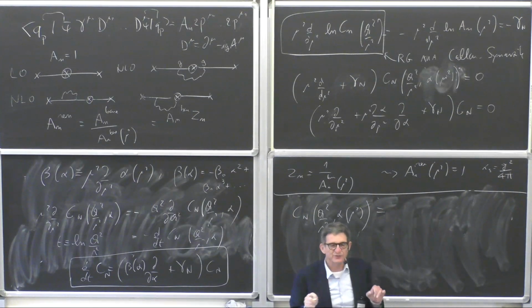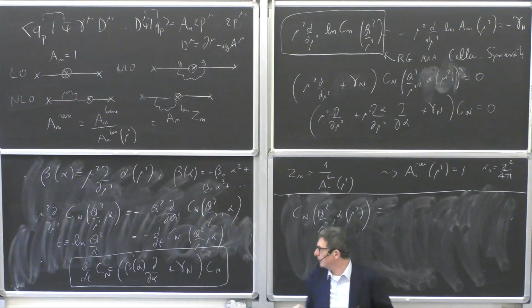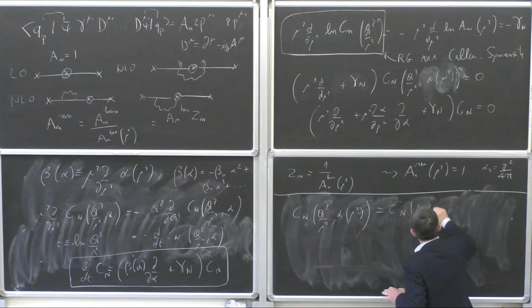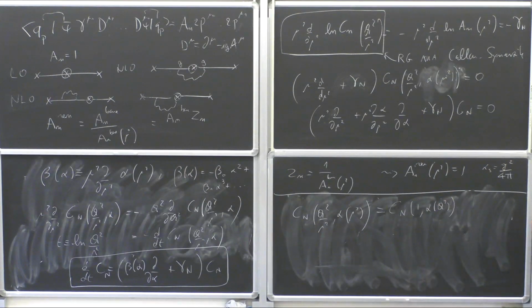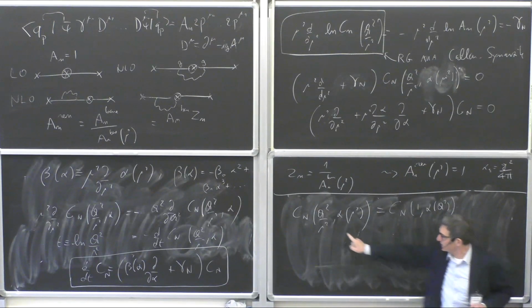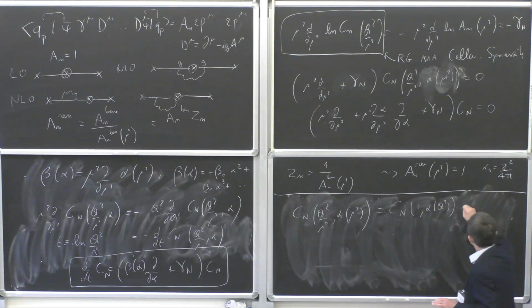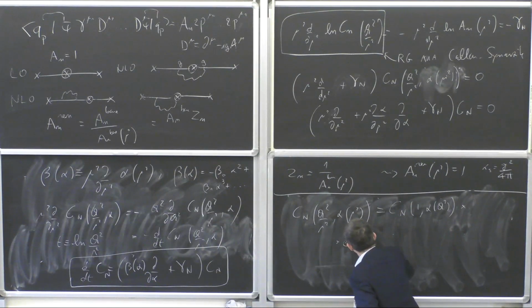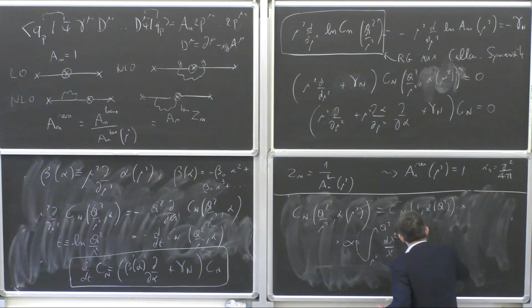It can be written as a function which depends on scale only through the coupling. So some function which I can write as Cn of 1 and alpha of q square. By this, I mean that this is just a series in the coupling where the coupling is evaluated at the physical scale q square, times, this is a product, exponential of an integral from mu square to q square d lambda square over lambda square of gamma n of alpha s of mu square.